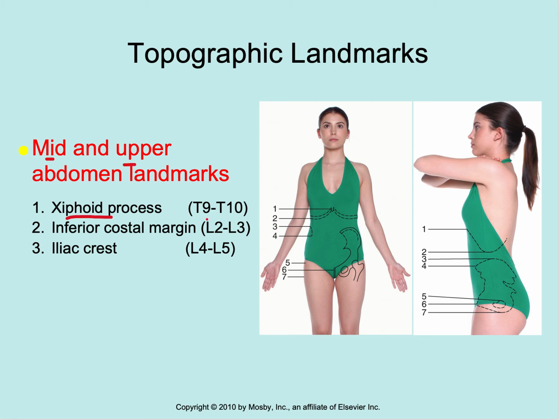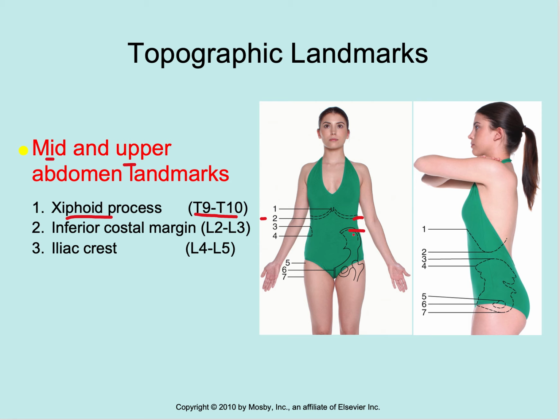So our xiphoid process we already talked about. T10 or T9, T10, somewhere around in there. It can either be T10 or it'll show up as T9, T10. Your inferior costal margin, which is your lower rib margin, right here. So number 2, that is around L2, L3. So lumbar 2, lumbar 3, and then your iliac crest. Your iliac crest right here.